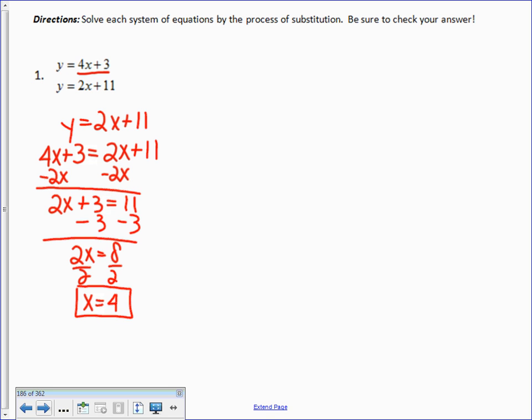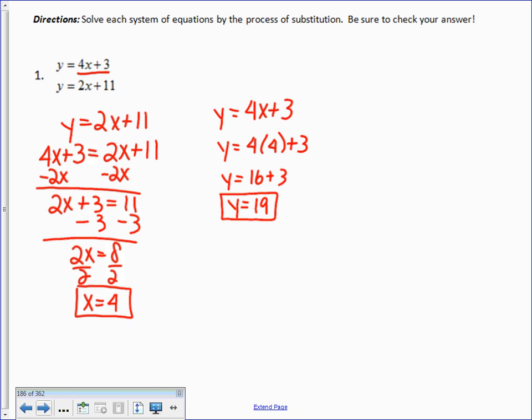What I am now allowed to do is go back to that first equation. y is equal to 4x plus 3. Let us substitute in 4 for x. And I can now solve for y. And I am going to get y equals 19. Remember, when I solve this graphically, I'm going to get an ordered pair. So my ordered pair goes in the form of x comma y. So my ordered pair for this system of equations would be 4 comma 19.